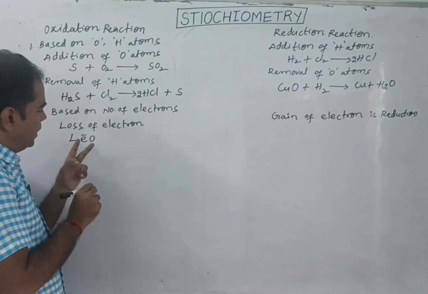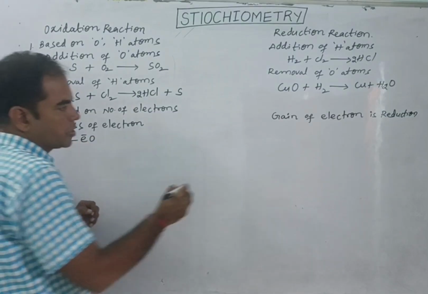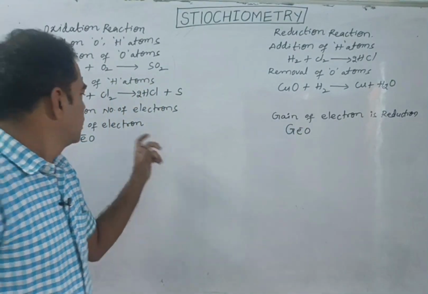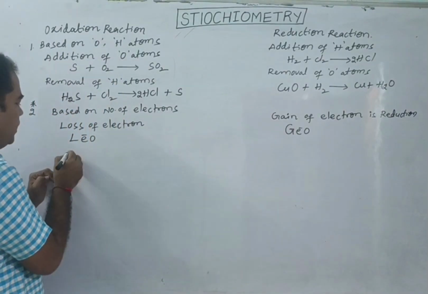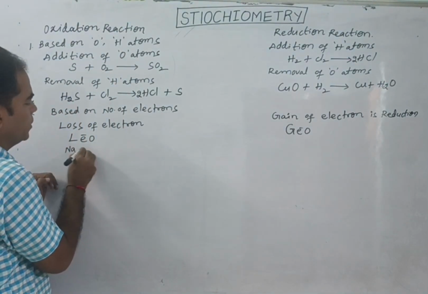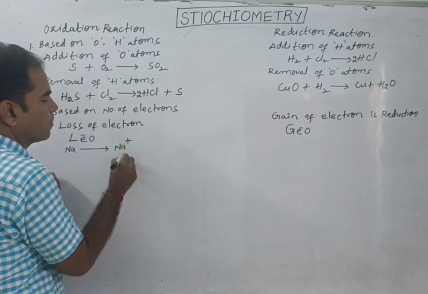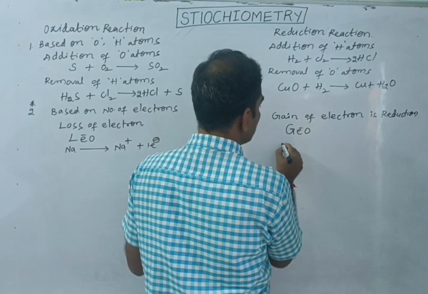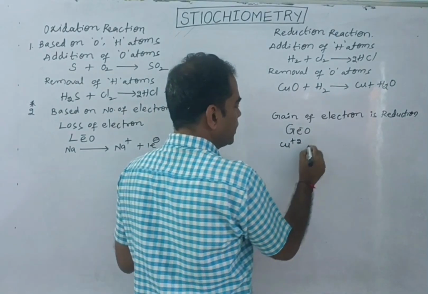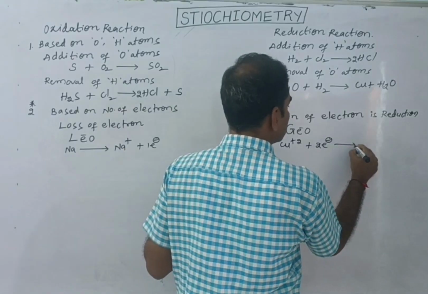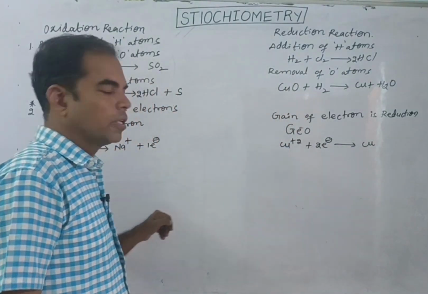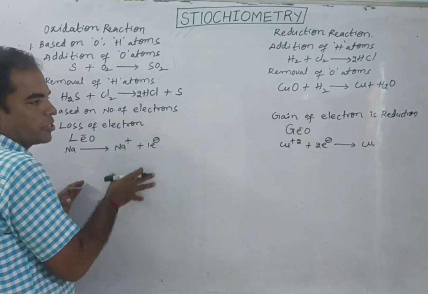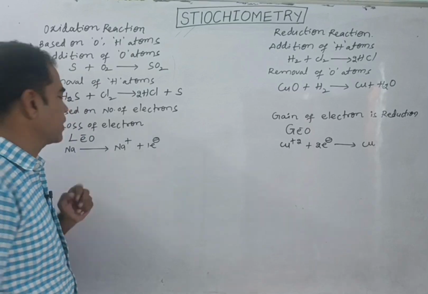Can I represent it as LEO? LEO: loss of electron is oxidation. Here gain of electrons, GER. LEO, GER, right? See, loss of electron, example is sodium. It loses one electron, Na plus 1 electron. Here gain of electron, Cu plus 2 ion is present. It takes 2 electrons and is converted to Cu. Right? Is it clear? Loss of electron is known as oxidation. Gain of electron is a reduction reaction.